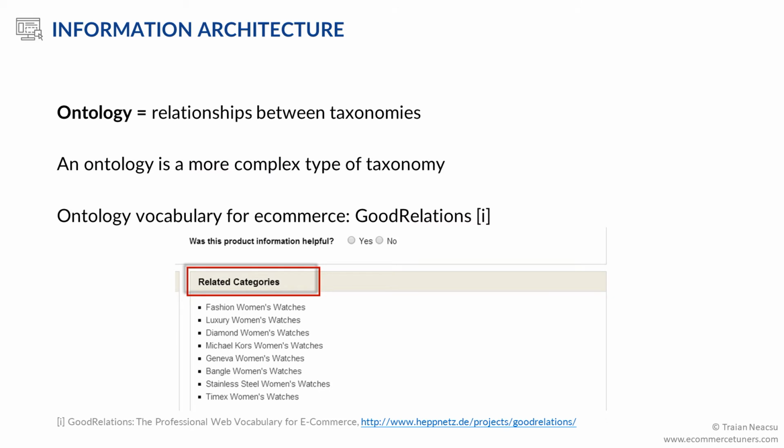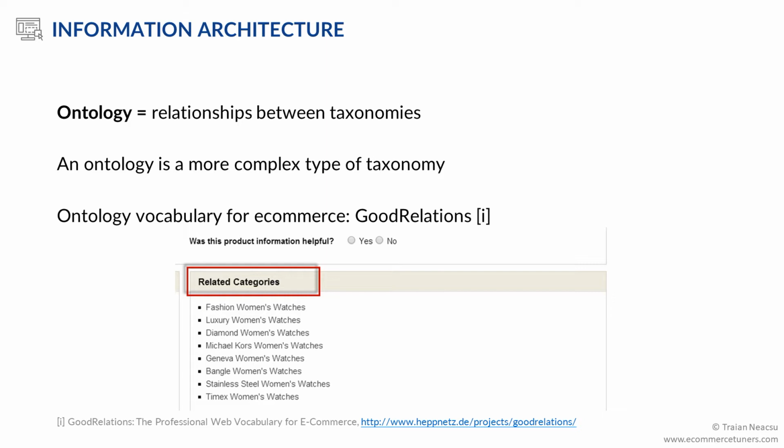The second information architecture concept you need to be aware of is ontology. Ontology means the relationships between taxonomies. If an e-commerce hierarchy can be visualized as an inverted tree with the homepage at the top, then an ontology is the forest showing relationships between trees. An ontology might encompass various taxonomies, with each taxonomy organizing topics into a particular hierarchy.